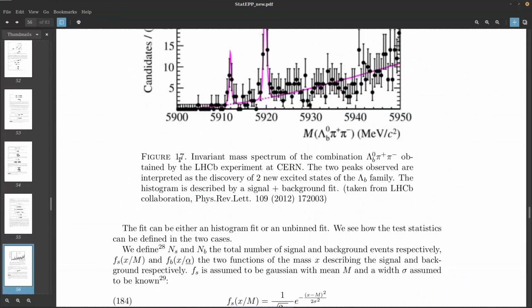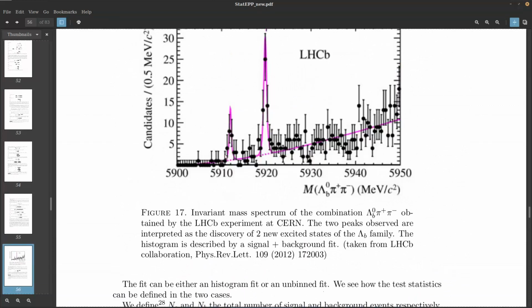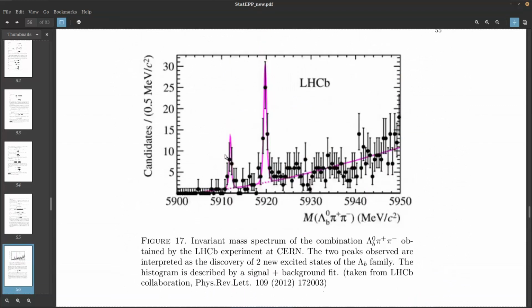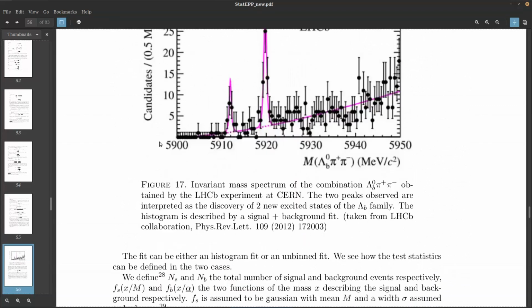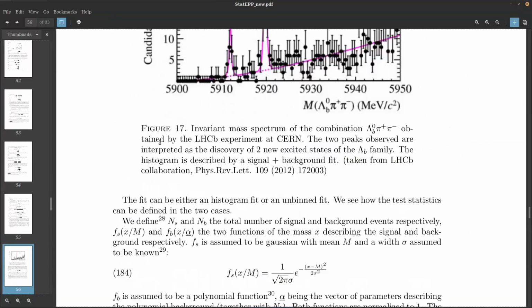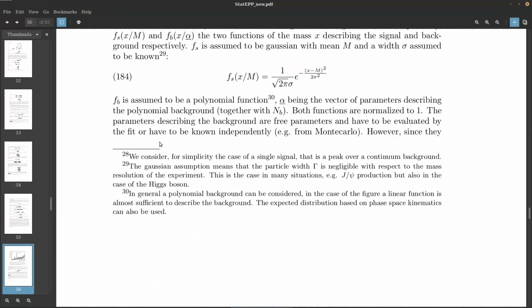This is the discovery of Lambda b0. Okay. By the way, Kamalji, you were asking about where to find the data. So these are the kind of data that you can use to try and sample your signal from background. Okay. Yes, sir.